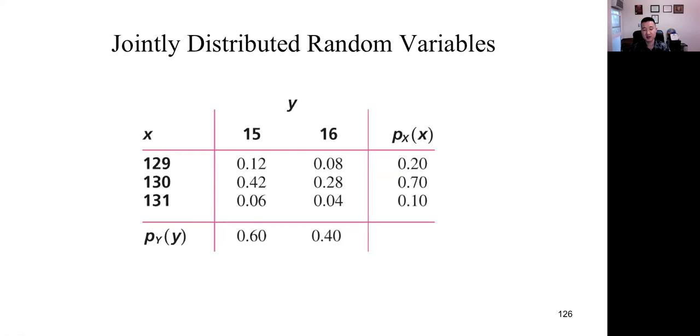Right. So this is an example of jointly distributed random variables. For X, we have possible values of 129, 130, and 131. And for Y, we have 15 and 16. The values here show us, for example, X equal to 129, Y equal to 15, the probability is 0.12 or 12%, and so on.